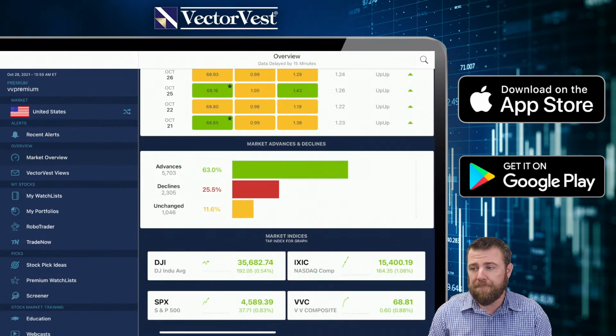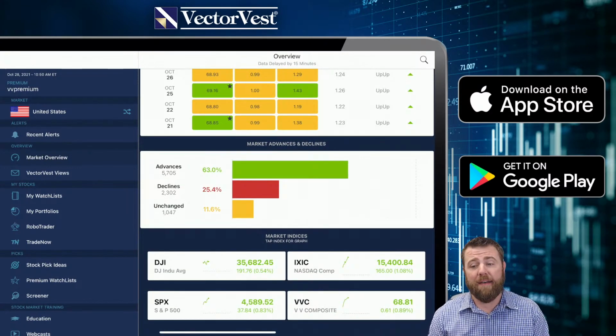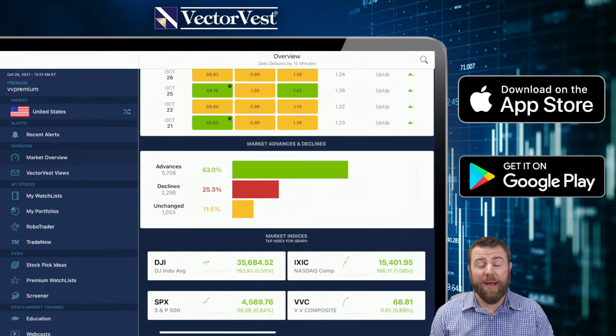And then taking a look at the major indices, the Dow's up about 0.5%, NASDAQ's up about 1%, S&P's up about 0.8%. Overall, the VectorVest composite is up about 0.9% here.